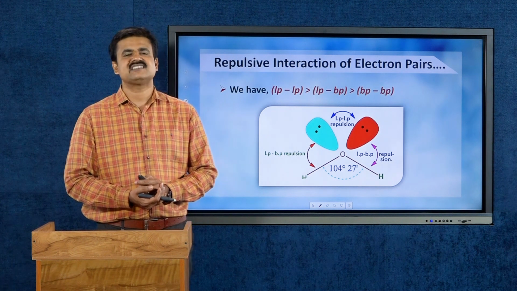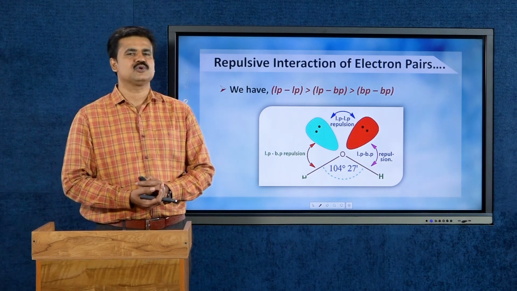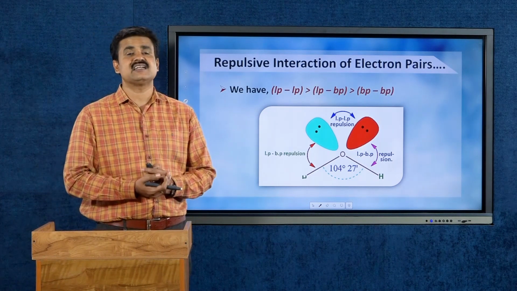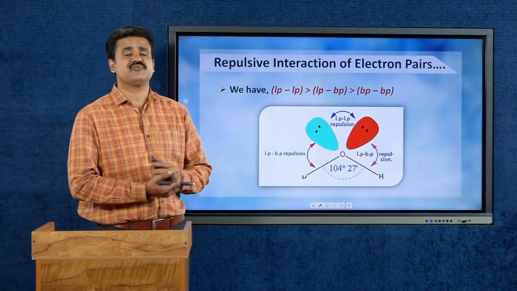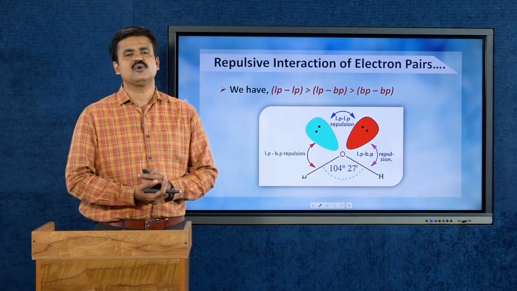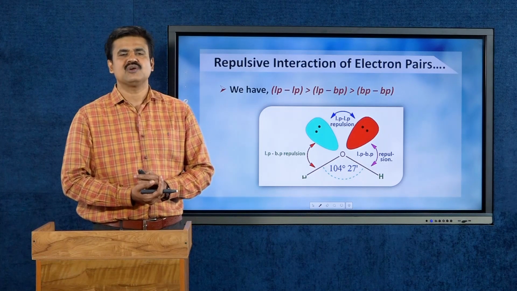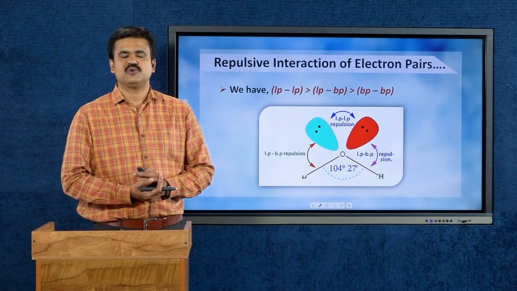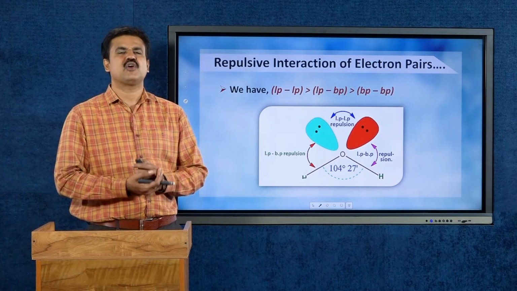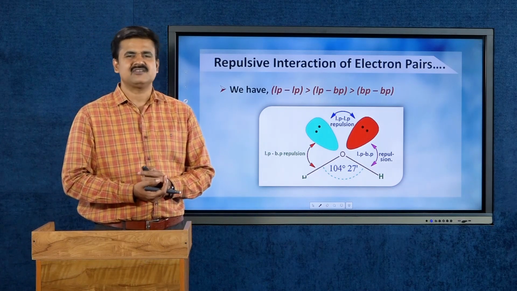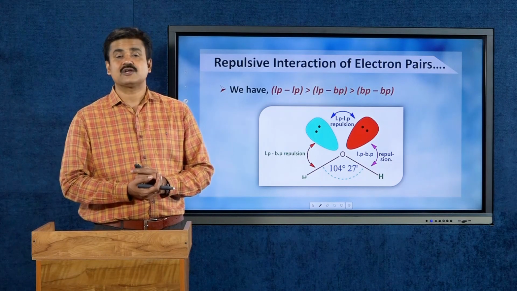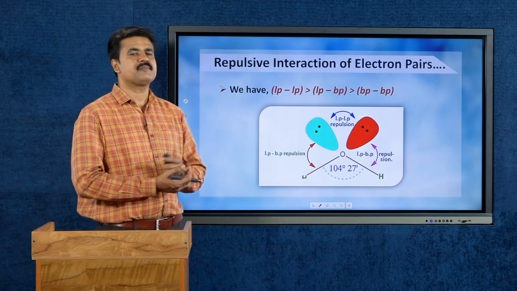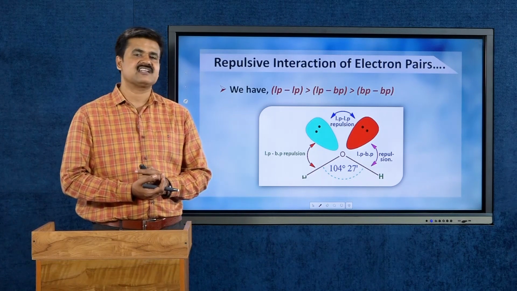You know 60 minutes equal to 1 degree. So 27 minutes is nearly equal to 0.5 degree. What is the reason behind the diminishing of the bond angle from 109.5 degree to 104.5 degree or 104 degree 27 minute? The decrease in bond angle can be related to the magnitude of the electron pair repulsion. We know that LP-LP repulsion is greater than LP-BP, which is again greater than BP-BP.